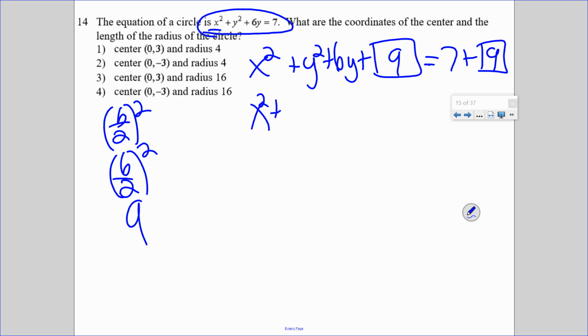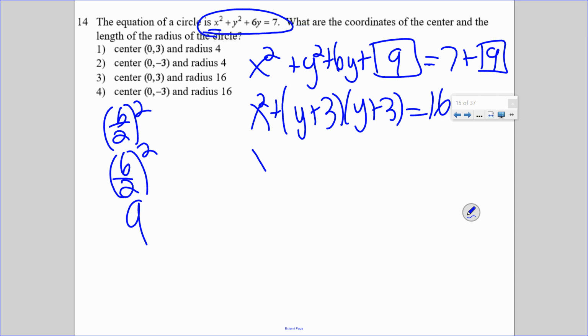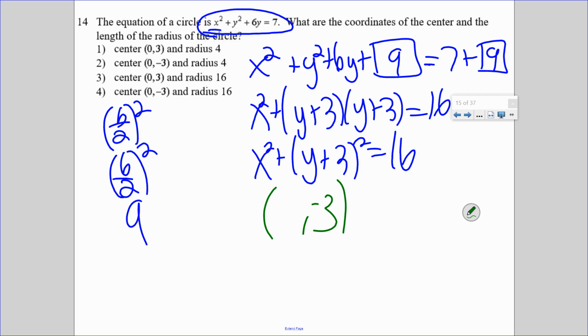Next step in completing the square is to factor. It's going to always be the same factor written twice. Rewrite it as a binomial squared. Now that I have that, to get my center, I negate what's in the parentheses. So the plus 3 becomes negative 3. If there is no parentheses, the coordinate is 0. My radius is the square root of the right-hand side, which is 4. The center is (0, negative 3), radius 4. Done.